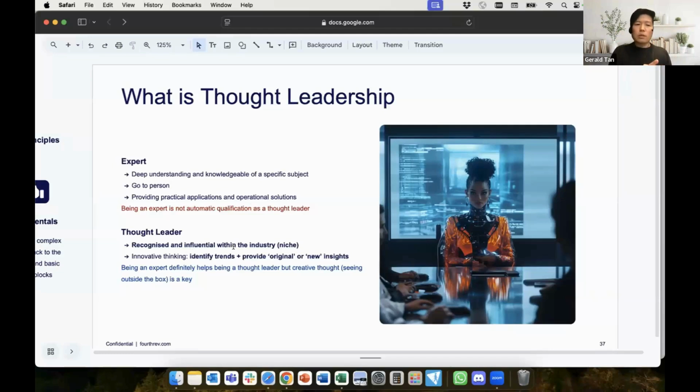But what is really important that you need to have, in my opinion, by the way, is you can connect the dots and identify the trends, provide original or new insights. Ultimately, you want to be a thought leader because you're providing a new angle of looking at something. So the creative thought, seeing outside the box, is truly a key requisite.